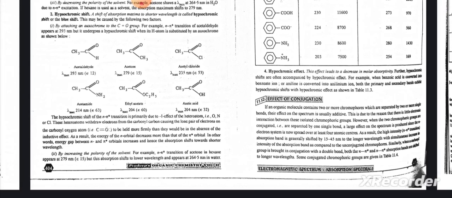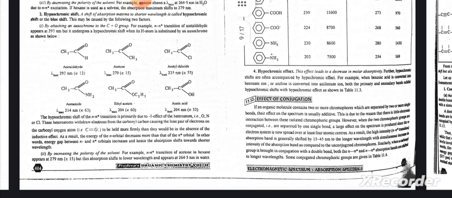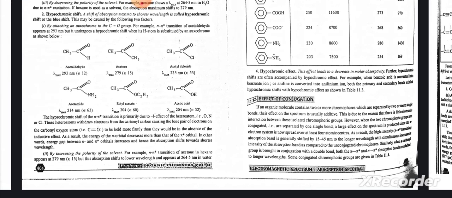The hypsochromic shift of the n to pi star transition is primarily due to the negative inductive effect of the heteroatom, that is OH or Cl. These heteroatoms withdraw electrons from the carbonyl group, causing the lone pair of electrons on the carbonyl oxygen atom to be held more firmly than they would be in the absence of the inductive effect. As a result, the energy of the n orbital decreases more than that of the pi star orbital. In other words, the energy gap between n and pi star orbitals increases, and hence the absorption shifts towards shorter wavelength.